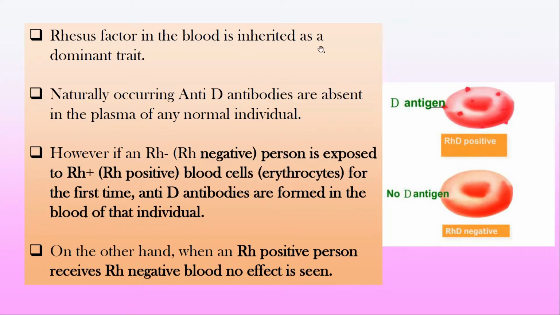Rhesus factor in the blood is inherited as a dominant trait. So naturally occurring anti-D antibodies are absent in the plasma. So the antigen may be present on the surface of the erythrocyte, but antibodies are absent in the plasma of any normal individual. However, when an RH negative person is exposed to RH positive blood, then he or she will tend to produce anti-D antibodies. On the other hand, when an RH positive person receives RH negative blood, then there won't be any effect.